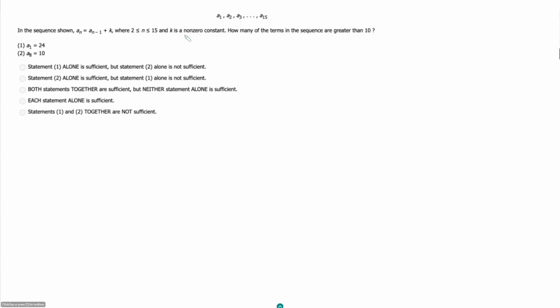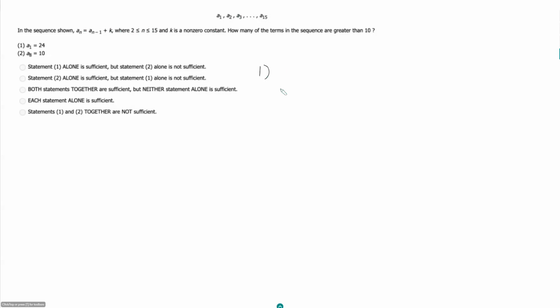So what is our formula for our sequence saying? Every term in the sequence is equal to the number before it plus some non-zero constant. Where n is greater than or equal to 2, that just means we have to start applying our formula at the second term, because there is no number before the first term. And then there are 15 terms total in our sequence. But without knowing anything about those terms, we have to look at our statements.